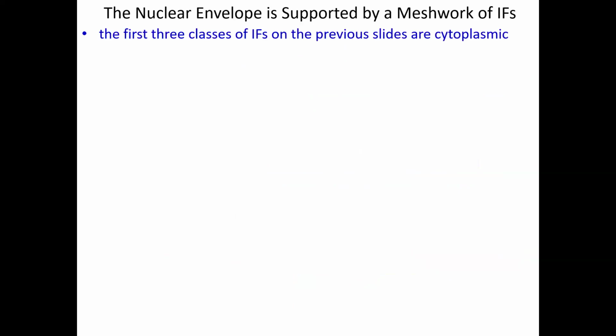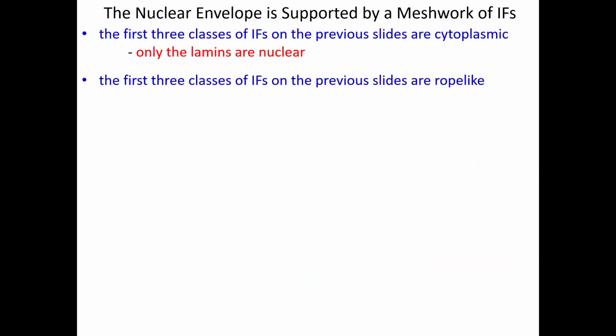Okay. So again, the first three classes that I just talked about are cytoplasmic. Only the lamins are nuclear. And the first three classes of intermediate filaments on the previous slide are also made like rope in the way that I discussed at the very beginning. The nuclear lamins are constructed in a rope-like way, but they don't end up being long fibers of rope. Instead, they wind up being a net of rope.